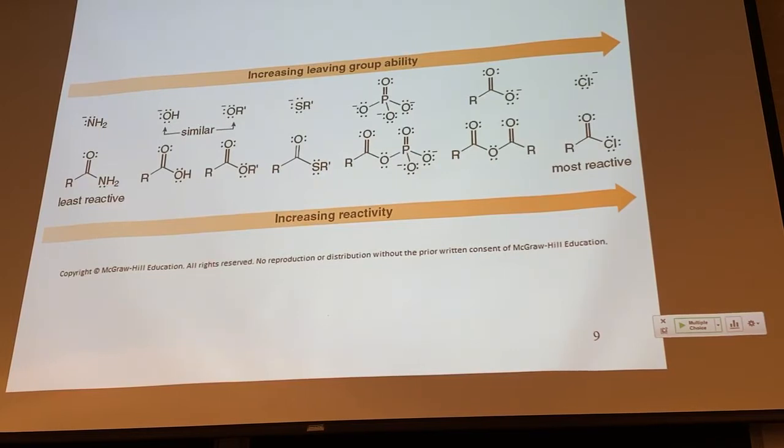Okay, so why are these properties correlating? Which of the two steps in that mechanism for nucleophilic acyl substitution is going to be accelerated if we have a better leaving group attached to our carbonyl carbon? Which of those steps would be accelerated? First step. Why?